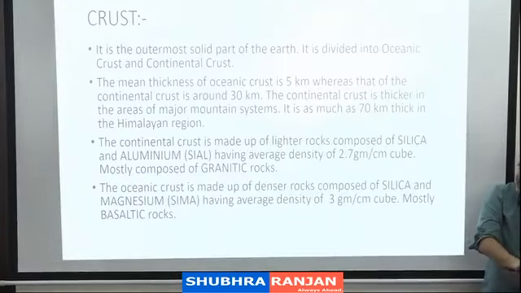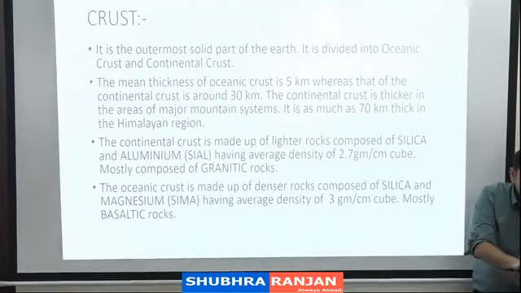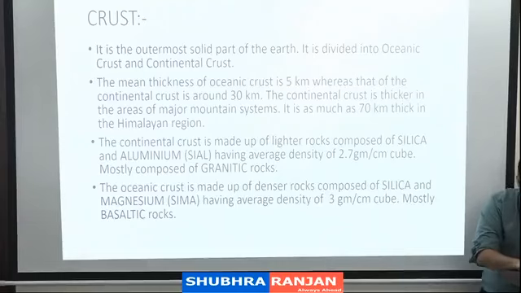And the same things have been given here with some data. The crust is the outermost solid part. The mean thickness of the oceanic crust is 5 kilometers, while the continental crust is 30 kilometers, as likha hai humne. The continental crust is thicker in the areas of major mountains. It is as much as 70 kilometers in the Himalayan region.